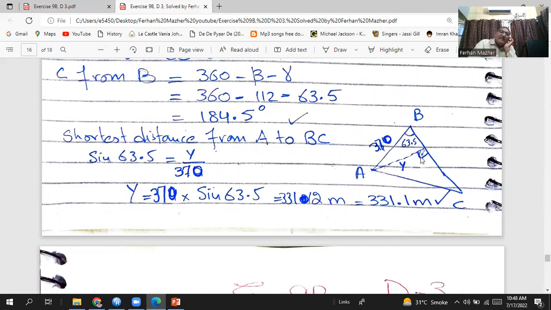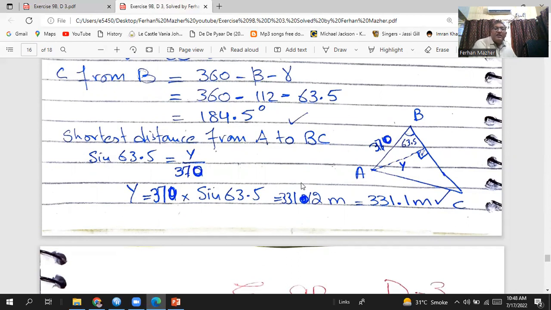So this angle here, we know that that is the gamma angle, that is 63.5. And this AB side is 370, and this is a 90 angle. So it's a right angle triangle. So very easily I can find the value of this perpendicular, that's y. And we can use the sine of 63.5 is equal to perpendicular by the hypotenuse. So it will be y by 370. So y will be 370 multiplied by sine 63.5, and that will be 331.12.